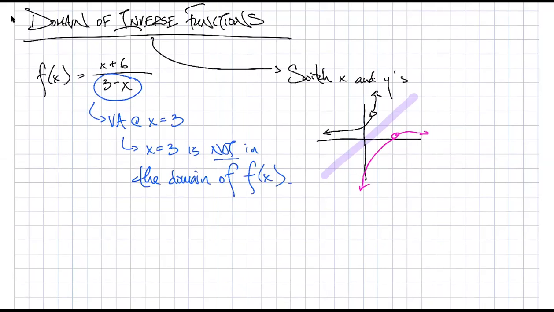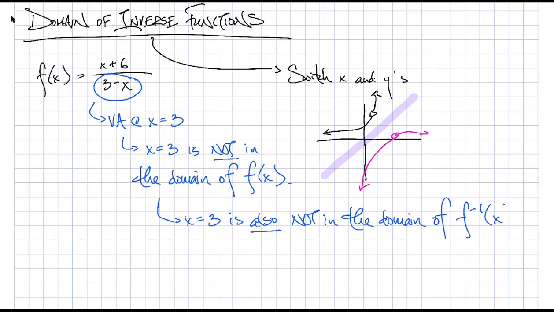Does that make sense? If we have a vertical asymptote, then x equals 3 is not in the domain of the original function. But what that also means is x equals 3 is also not in the domain of the inverse function. So when I get to my answer, I want to make sure x equals 3 is also not in my answer for the domain.